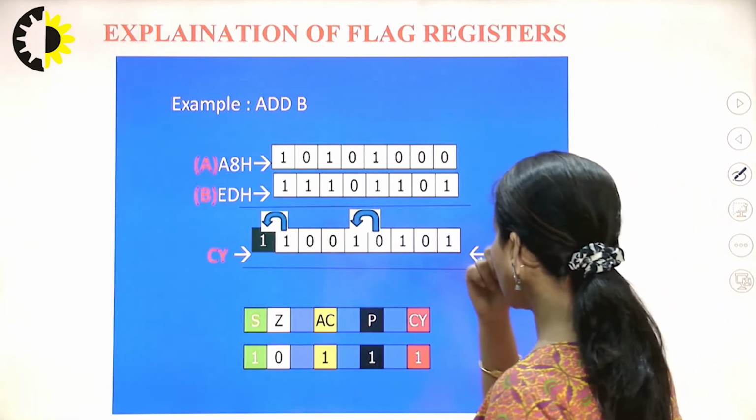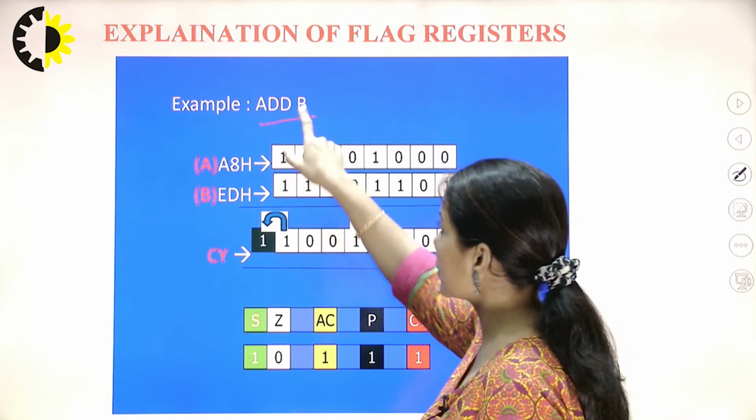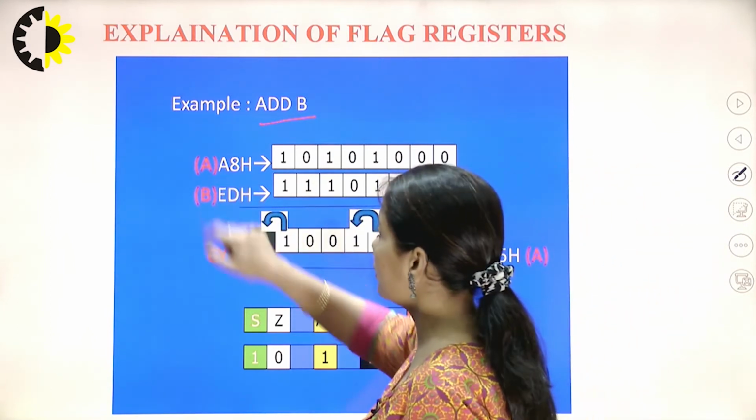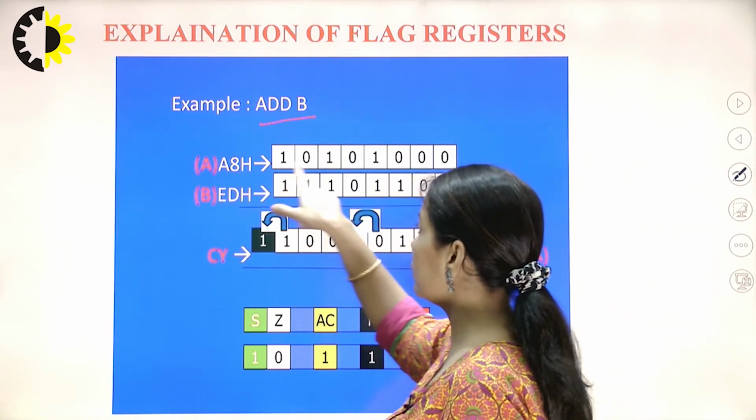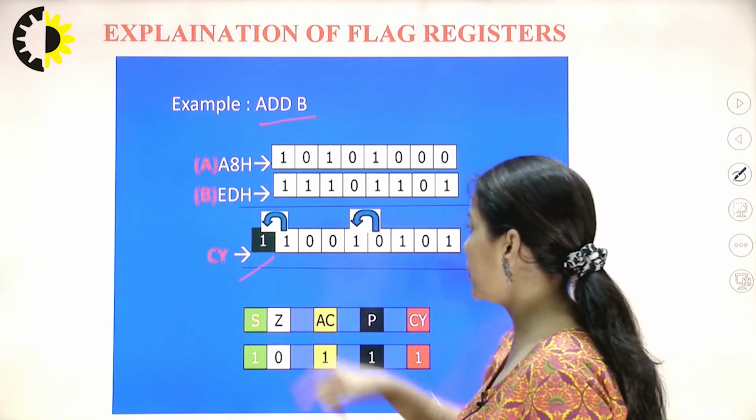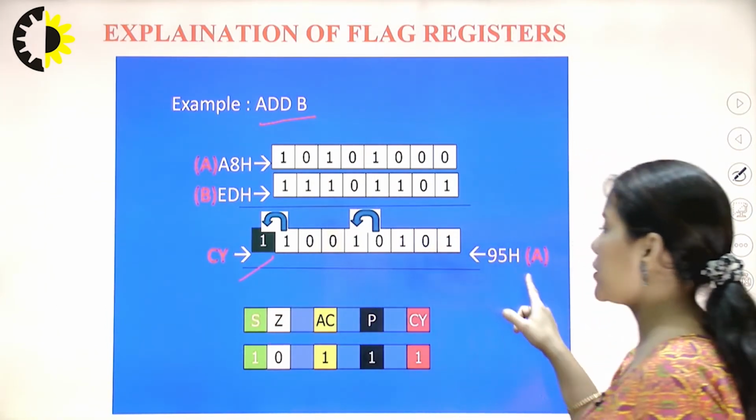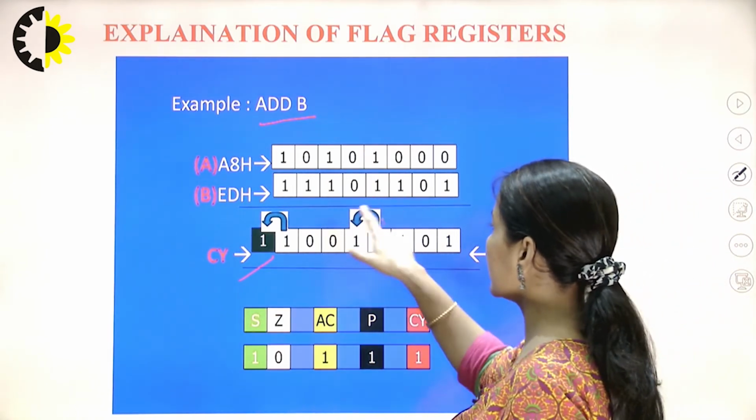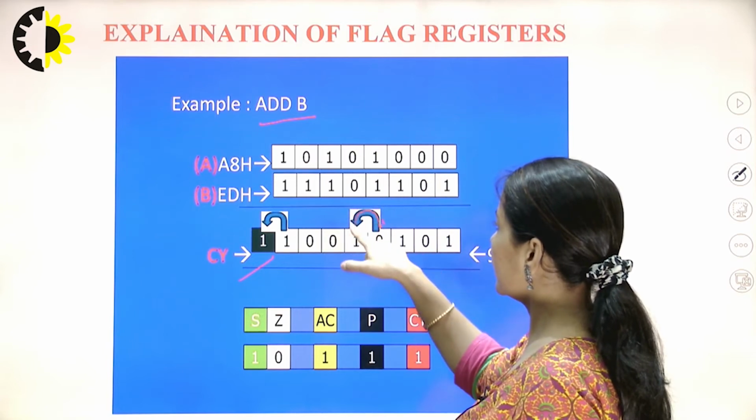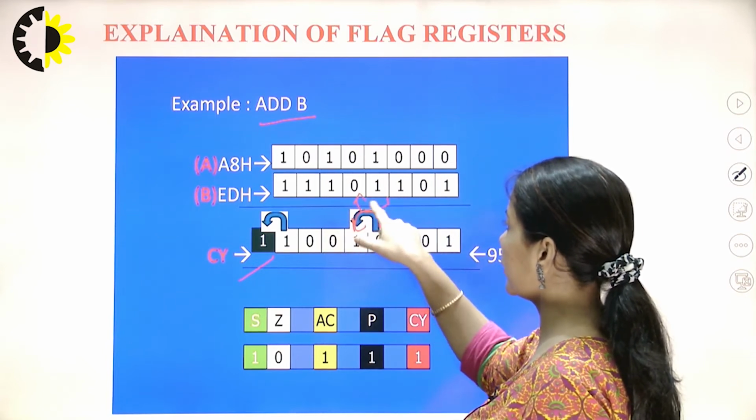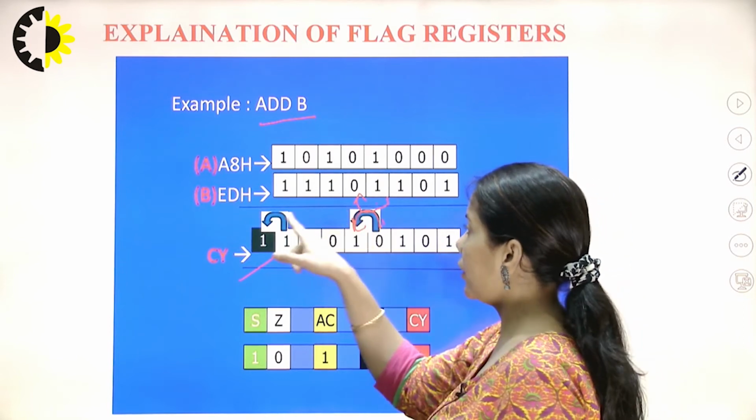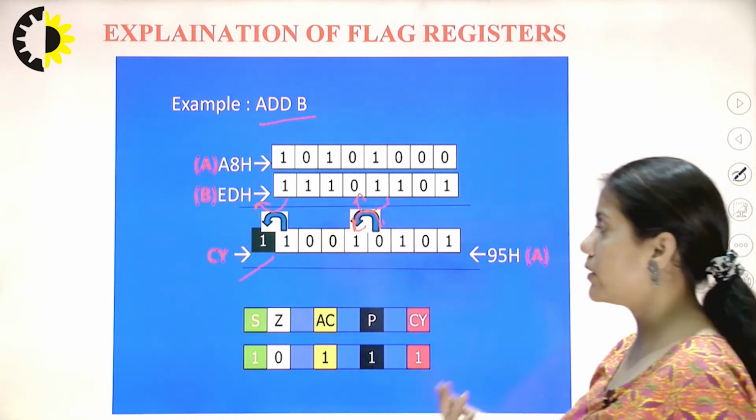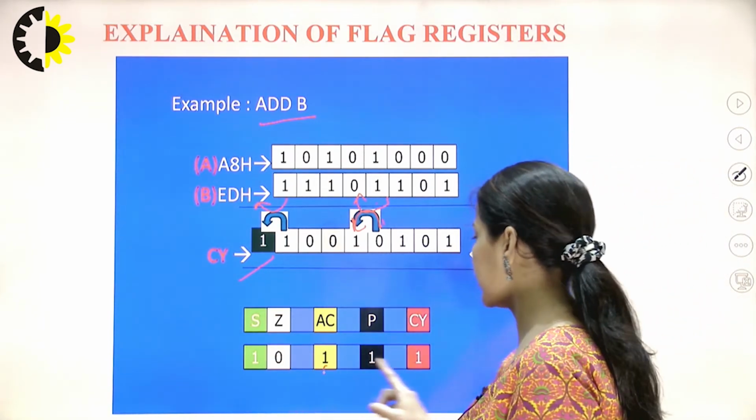Suppose we are adding these two numbers. This is the instruction ADD B. What this instruction will do is add the contents of B with A. So when we are adding ED with A8, this is how the result is obtained. It will give you 95H as the result. It will go into the accumulator. During the operation, the carry is generated here from bit number 3, and also from bit number 7. So the auxiliary carry and carry both are set.